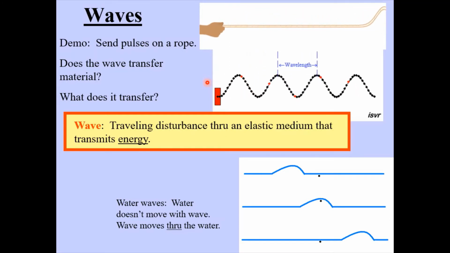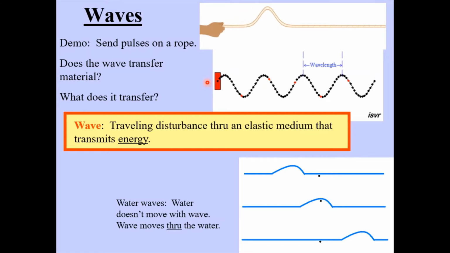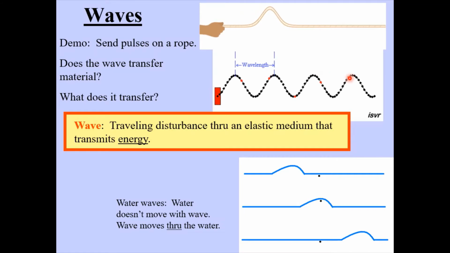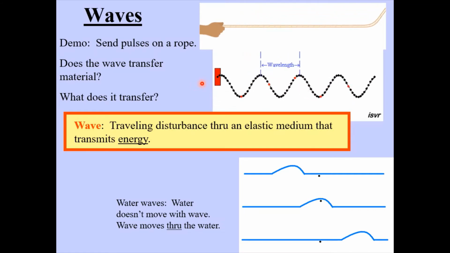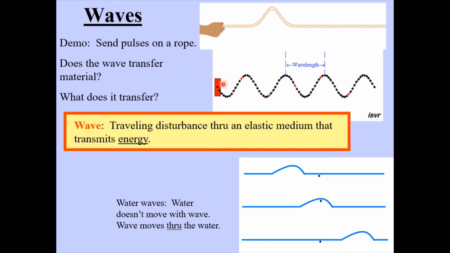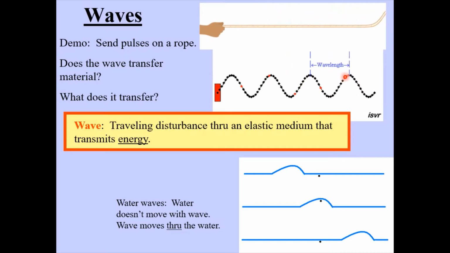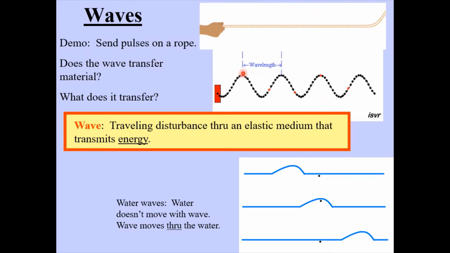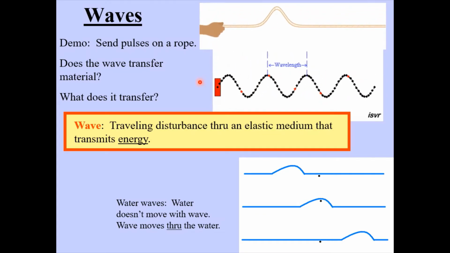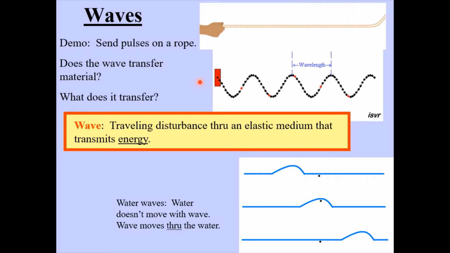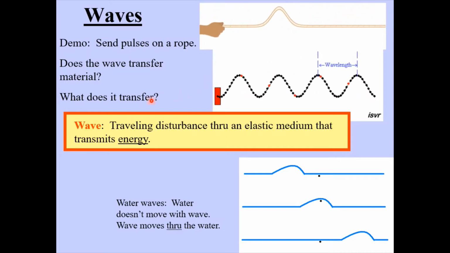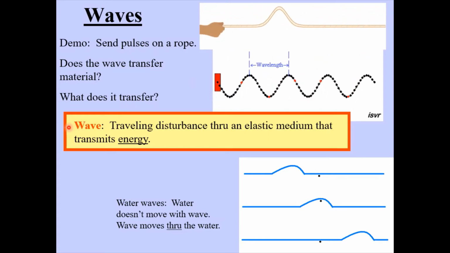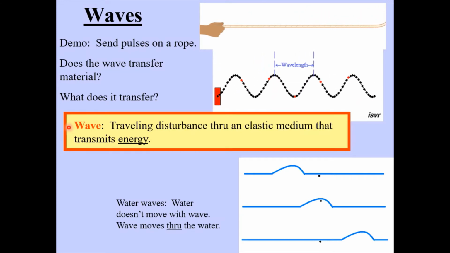But so what is actually moving then? If the material of the rope is actually not moving down the rope, what is transferring? Well, what is actually transferring is energy. The other thing I'll point out here is you can see that we can define the wavelength of this wave as the distance between two consecutive peaks. And we'll talk more about the wavelength and period and frequency of the wave a little bit later. So our definition of a wave is a traveling disturbance through an elastic medium that transmits energy.